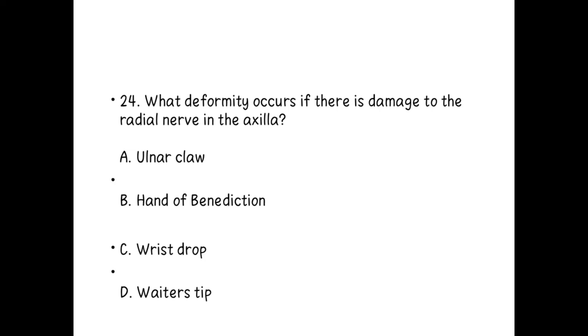What deformity occurs if there is damage to the radial nerve in the axilla? A, ulnar claw. B, hand of benediction. C, wrist drop. D, waiter's tip. So the right answer in this one is C, wrist drop, because it's the radial nerve.